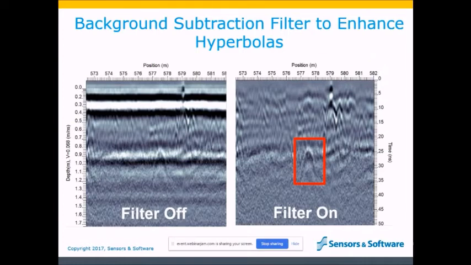As this example shows, the filter removes flat-lying reflectors in the data. These are things that utility locators are not interested in. And the filter enhances the hyperbolas that you are interested in. So we see this hyperbola, which was very difficult to see before. We see it more clearly after we apply the filter.